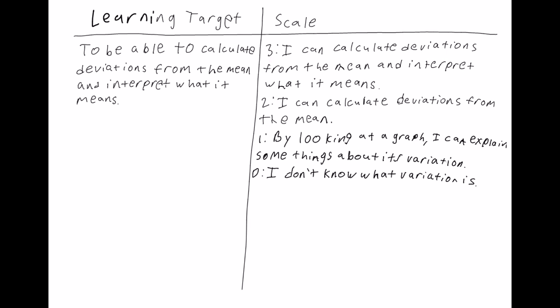For 3, you can calculate deviations from the mean and interpret what it means. 2, you can calculate deviations from the mean, but that's it. You can't interpret anything about those numbers. 1, by looking at the graph, you can explain some things about its variation, about its variability. And 0, you don't know what variation is.